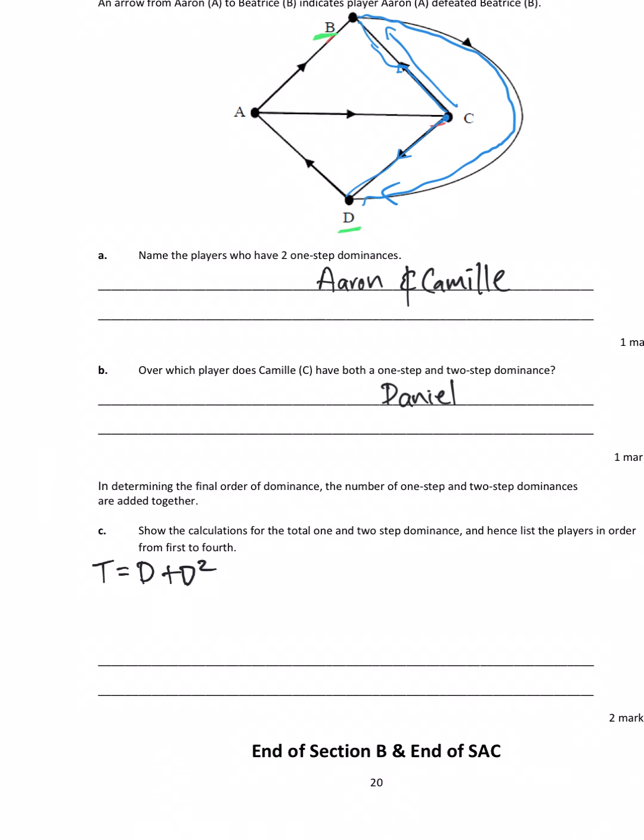What we've got to do is make our one-step dominance matrix first. So I'm going to have A, B, C, and D down the rows and columns. Each player can't beat themselves, so zero down the diagonal. Win, loss. When we add up the rows, that'll be their wins. So we're going to look at just this first one, Aaron.